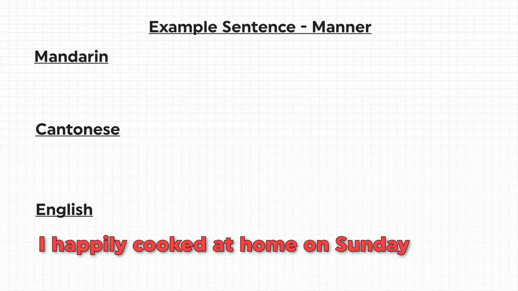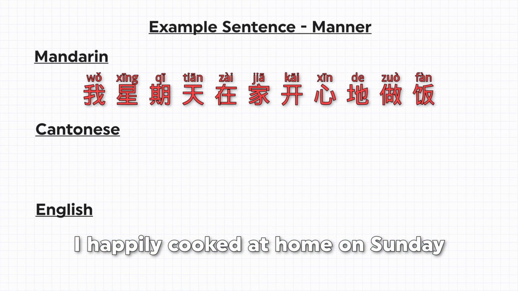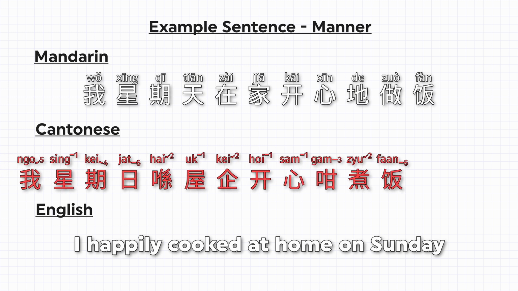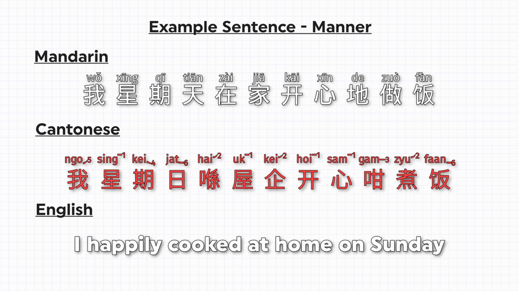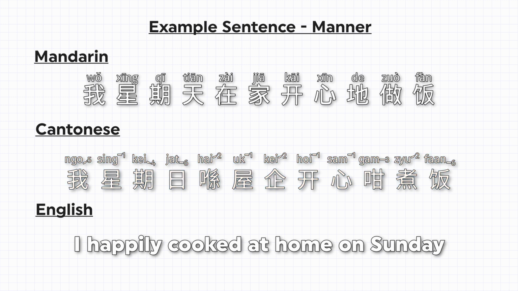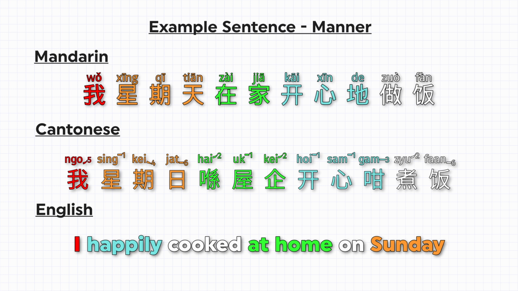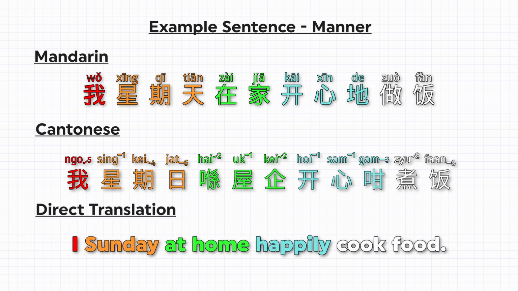Okay, next. I happily cooked at home on Sunday. In Mandarin, 我星期天在家开心的做饭。In Cantonese, 我星期日喺屋企開心咁煮飯。Same thing here, right? 我, I. 星期日, 星期天, Sunday, right? 喺屋企, 在家, at home. 開心咁, 開心的, happily. 煮飯, 做飯, made food. Okay? But you see, it's quite backwards, right? I happily cooked at home on a Sunday. That's not even close to the Chinese one. I, Sunday, at home, happy, cook food.